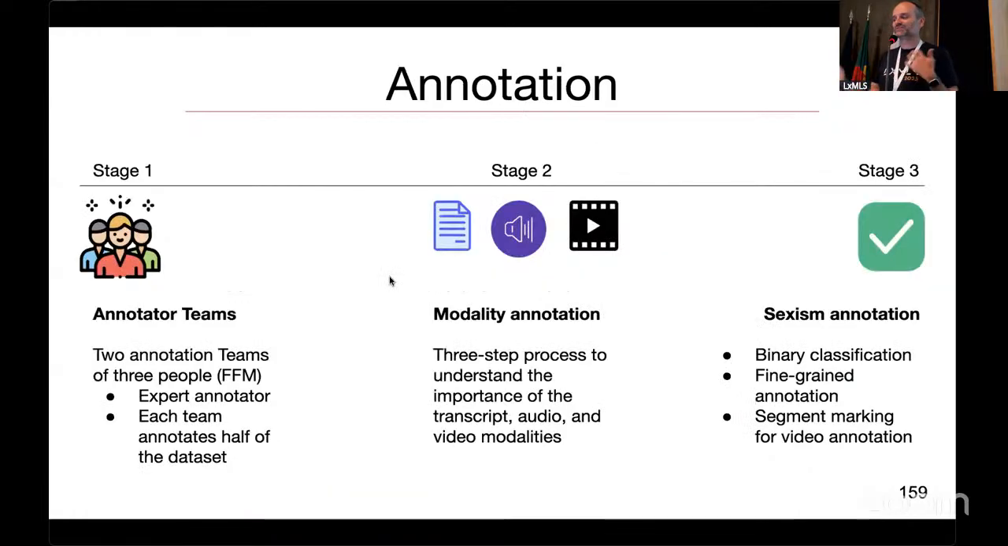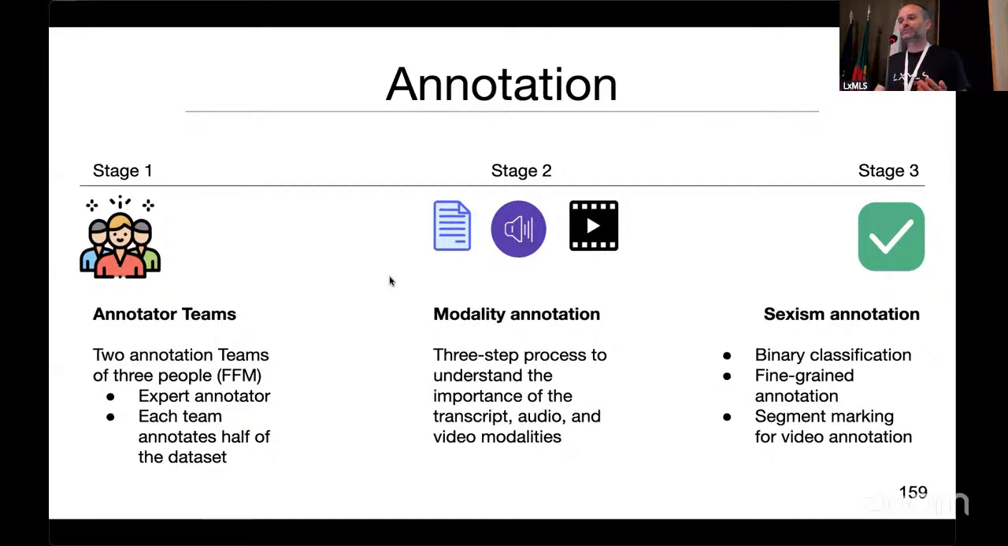And the annotation was done in a multi-stage process where we had 2 annotation teams of 3 people, where we had an expert annotator in each team, and each team annotated half of the data set. And then there were overlapping examples to measure inter-annotator agreement, which was about 78% Fleiss Kappa. And then in the actual annotation process later, we had a 3-step process to understand the relative importance of only being able to read the transcript, or also being able to listen to the audio and see the video. So we have a monomodal annotation and a multimodal annotation.